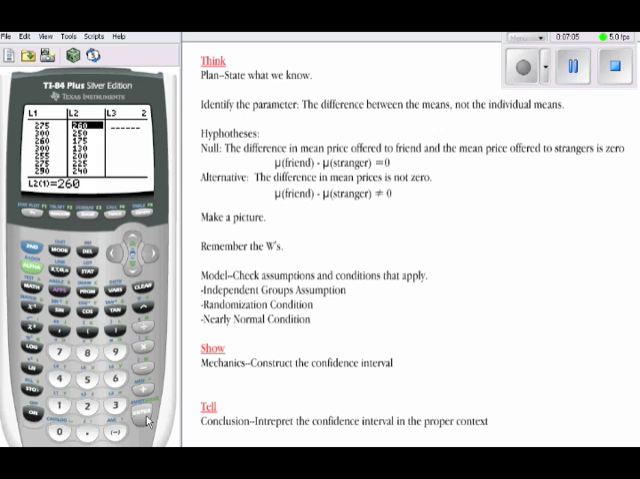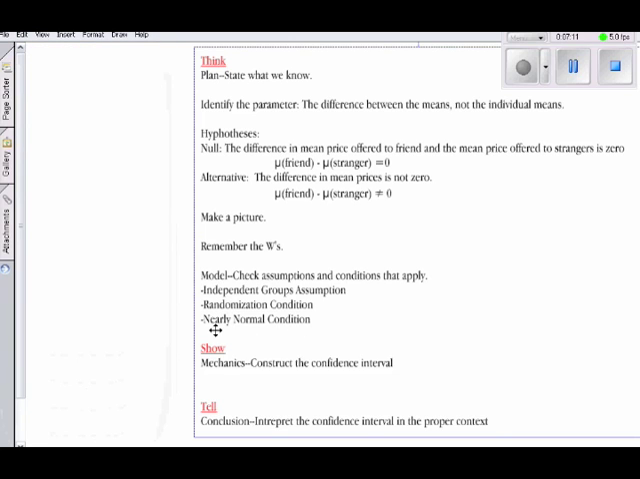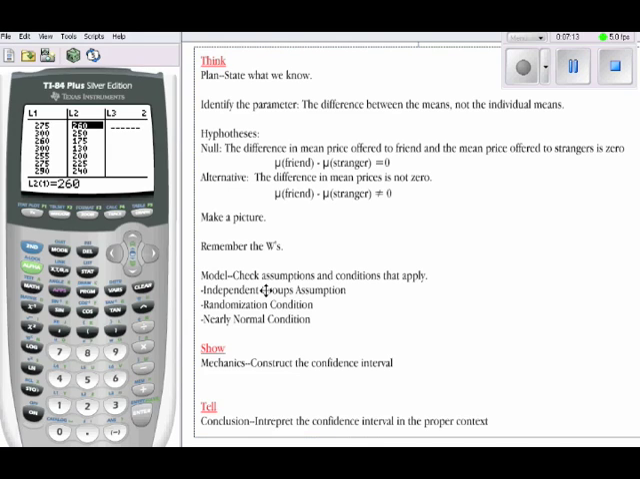Now, let's talk about our assumptions. The one we just looked at was the nearly normal condition here. Okay, and we looked at the normal probability plots. We looked at the histograms. Both of them worked out to be what we call nearly normal. Okay, the next one we have is the randomization.